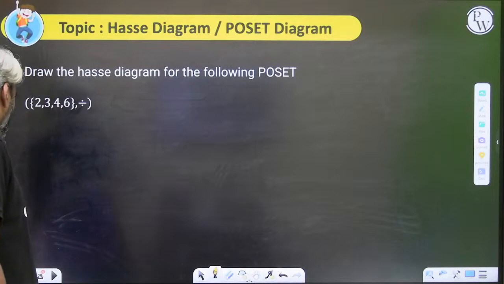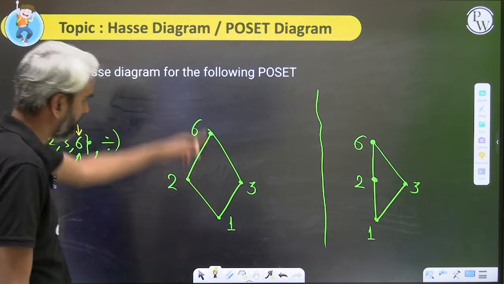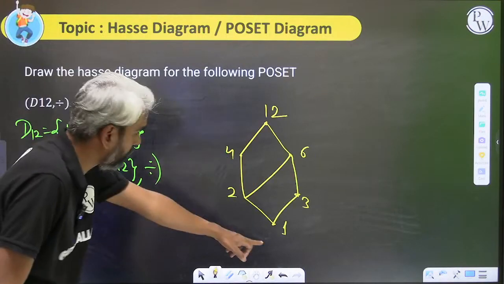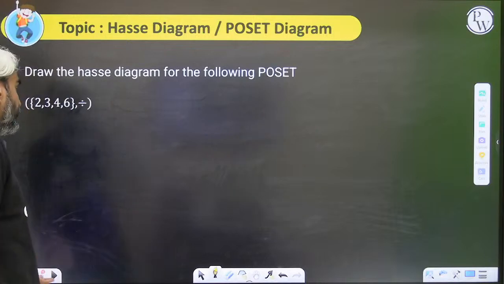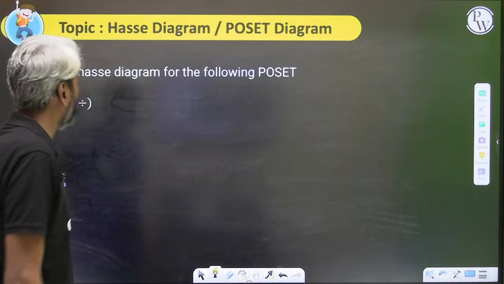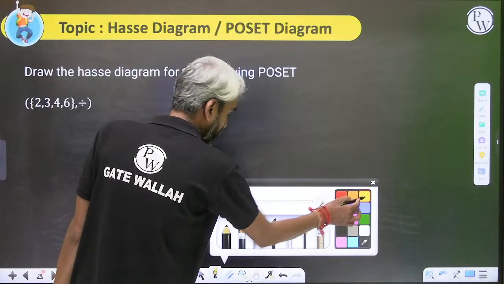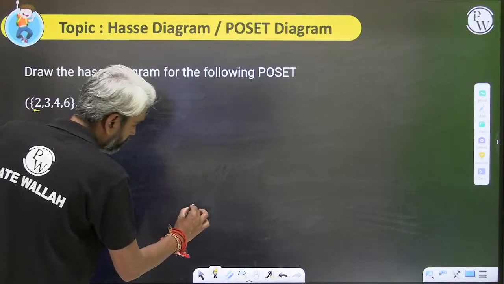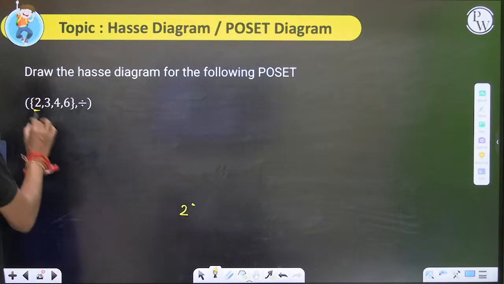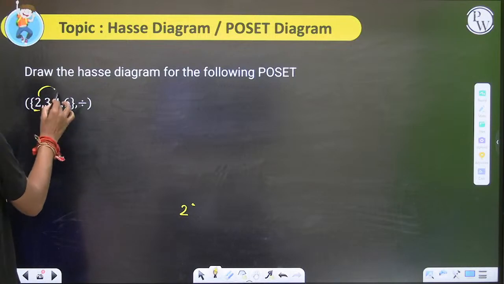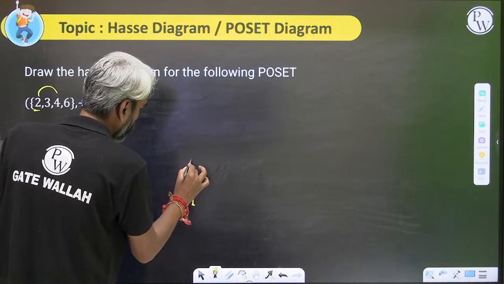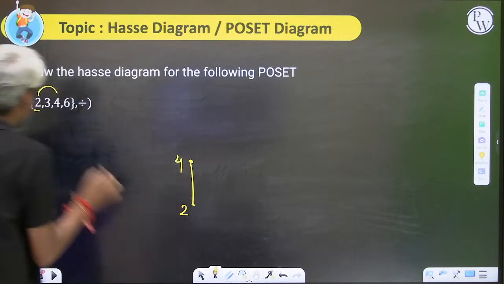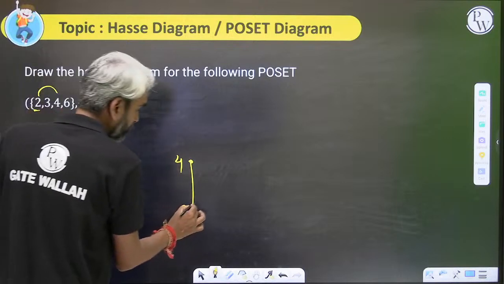Next, we always start with one element and reach to the top. Is it always the case? No, it's not the case. Let's look at this particular thing. Now, this is 2. Does 2 divide 3? No. Does 2 divide 4? Yes, so 2 divides 4. Does 2 divide 6? Yes, 2 divides 6.